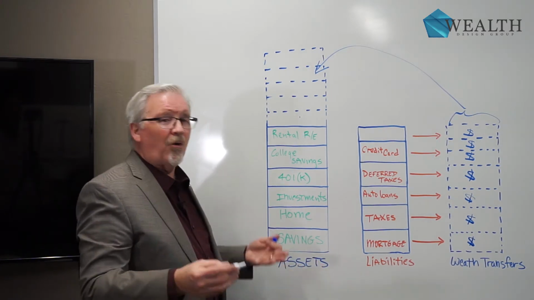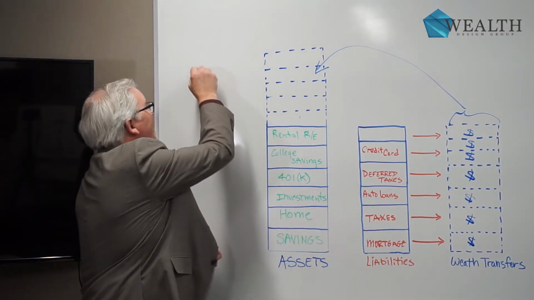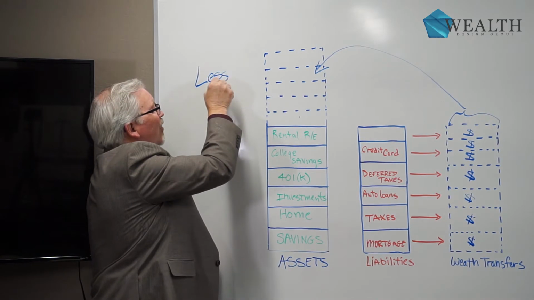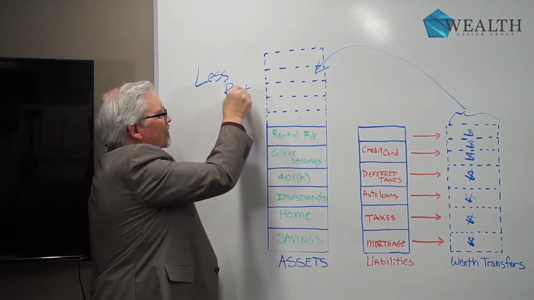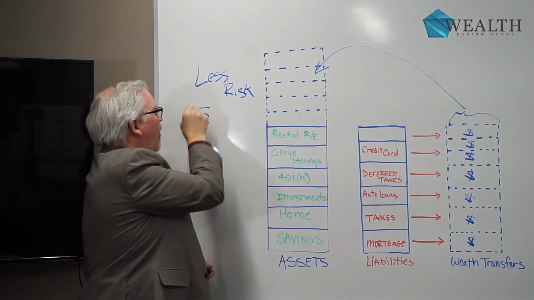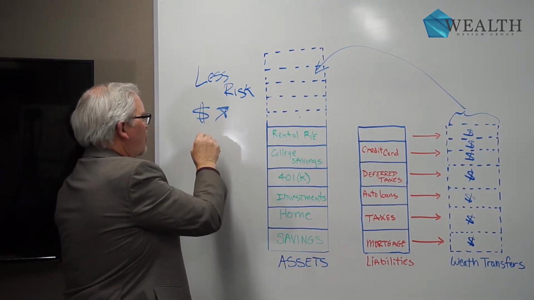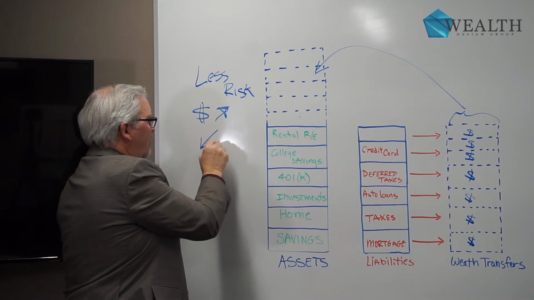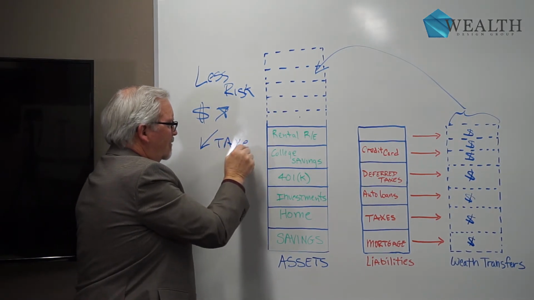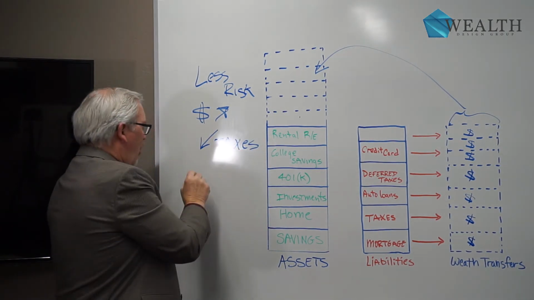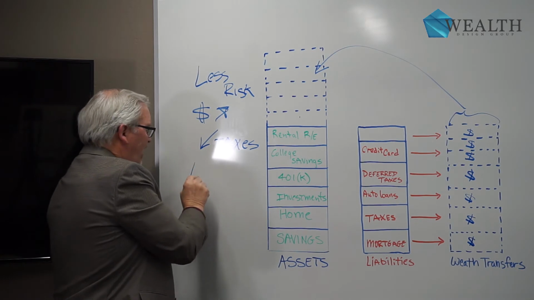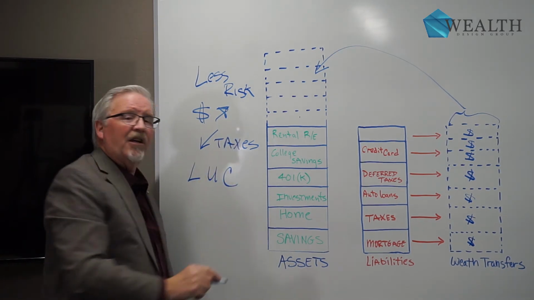Very little. So our goal in this is to give you less risk, to give you more money, to try to reduce taxes, and give you more of what we call liquidity, use, and control of your money.